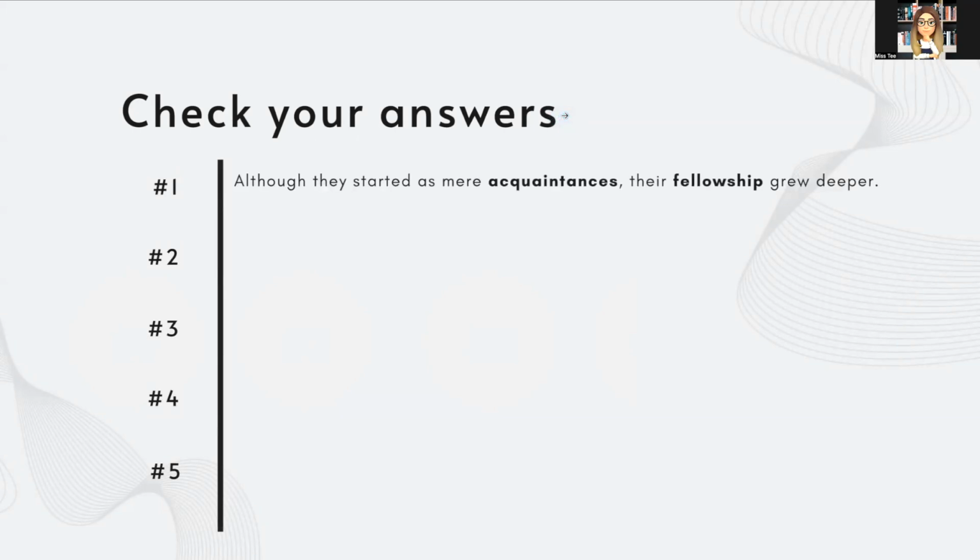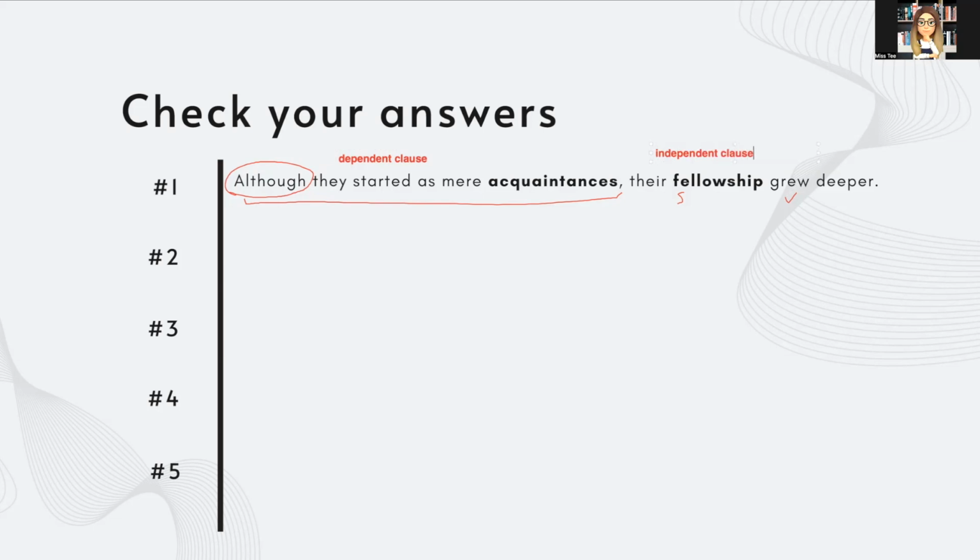Although they started as mere acquaintances, their fellowship grew deeper. So for this, we have the word although, which we know is a conjunction. And here, after acquaintances, we have their fellowship grew deeper. So we have our subject and our verb after this. So this kind of signals to us that this is probably a dependent clause, followed by an independent clause.